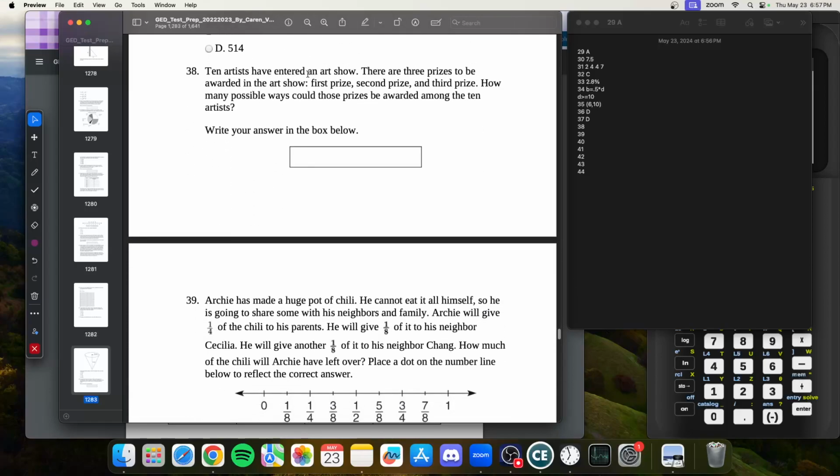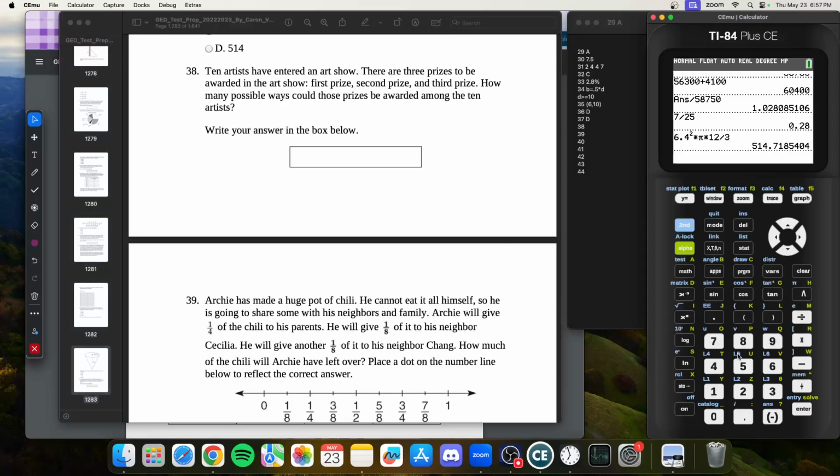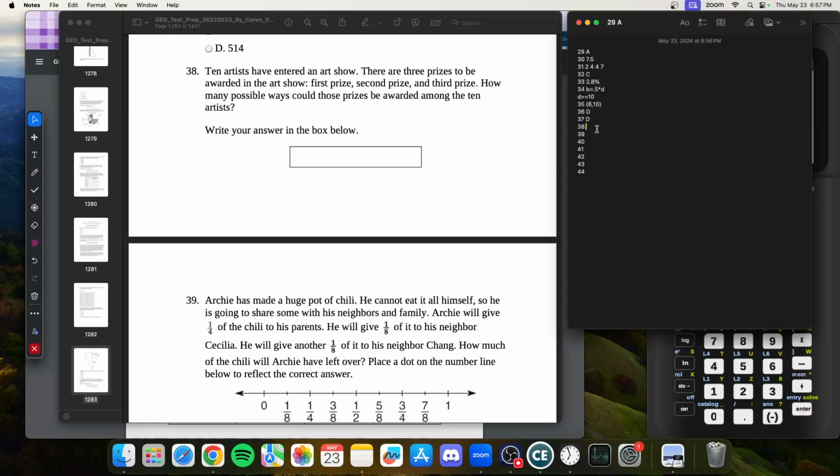38. Ten artists have entered an art show. There are 3 prizes awarded in the art show: first prize, second prize, and third prize. How many possible ways could these prizes be awarded among 10 artists? Well, it's going to be 10 times 9 times 8. 90 times 8. What is 90 times 8? 720.